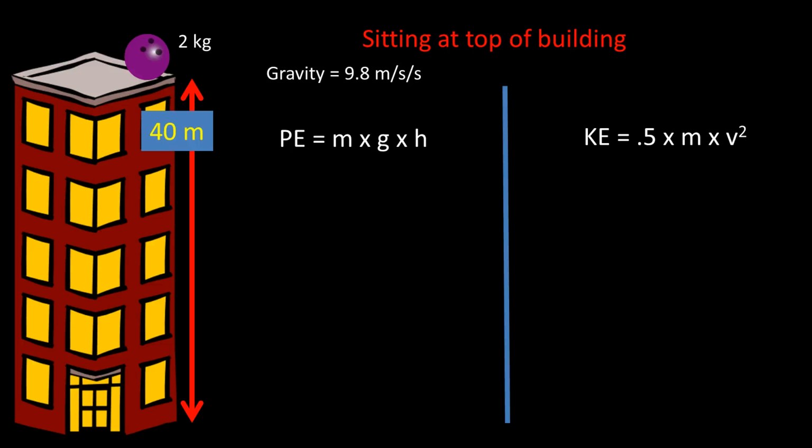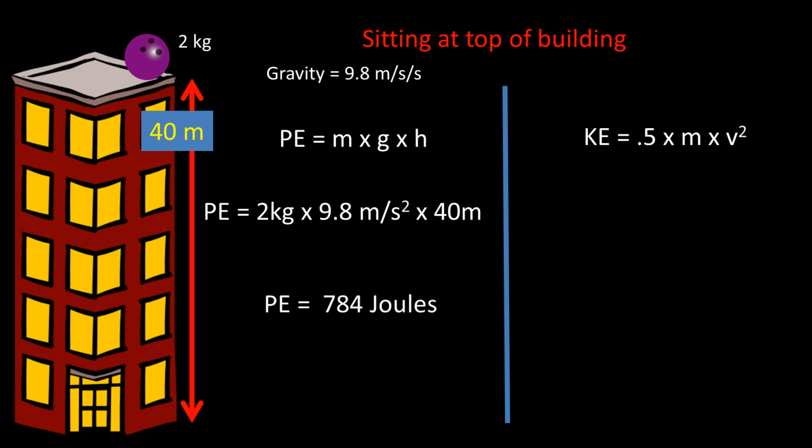So when we plug it into the formula, PE equals m times g times h, we have PE equals 2 kilograms times the acceleration of gravity, which is 9.8 meters per second squared, times the height. So 2 times 9.8 times 40. When we multiply that through, we get potential energy equals 784.